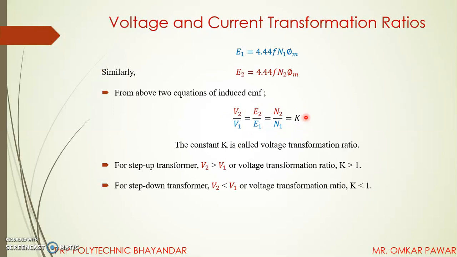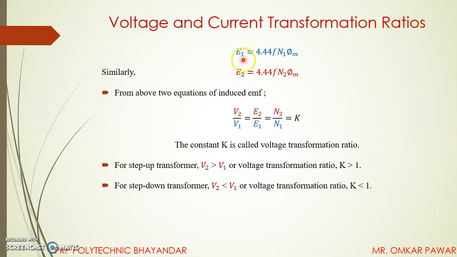Next is voltage and current transformation ratios. As we already have the EMF equations of the transformer, E1 is equal to 4.44 f N1 phi m and E2 is equal to 4.44 f N2 phi m, from these two equations we can get V2 by V1 is equal to E2 by E1 is equal to N2 by N1.